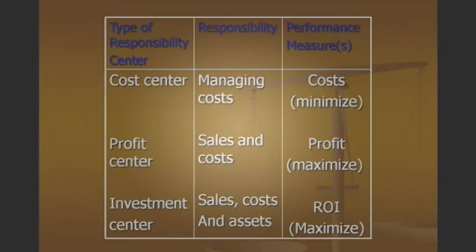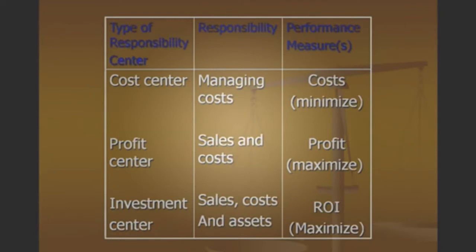Look at the chart in front of you. Managers in charge of cost centers only have the responsibility of managing costs. Their performance is measured on the level of costs. Costs have to be kept to a minimum. They are rewarded if they keep costs within budgeted levels. If a manager is in charge of a profit center, the manager is responsible for both sales and costs. The performance measure is profit. The higher the profit, the more managers are rewarded for their performance, and vice versa.